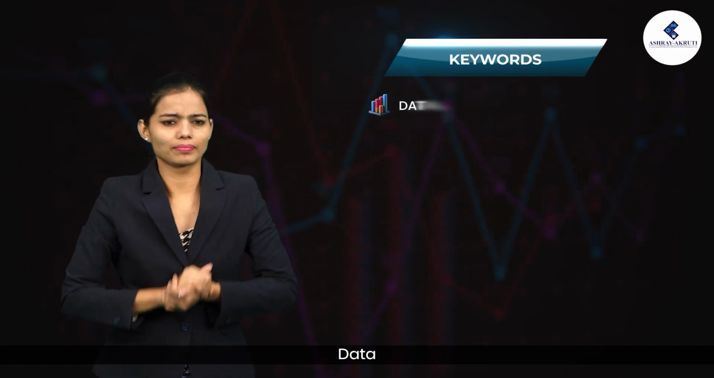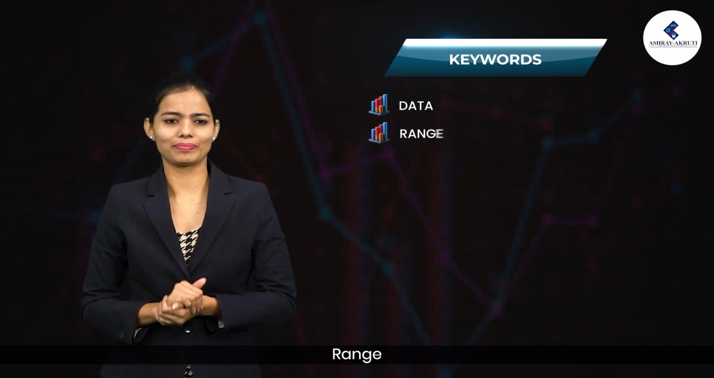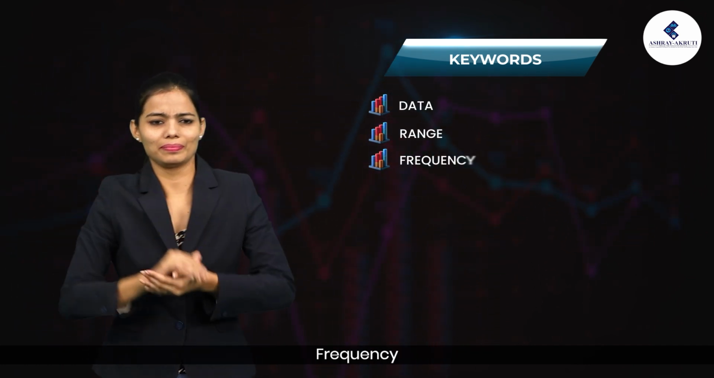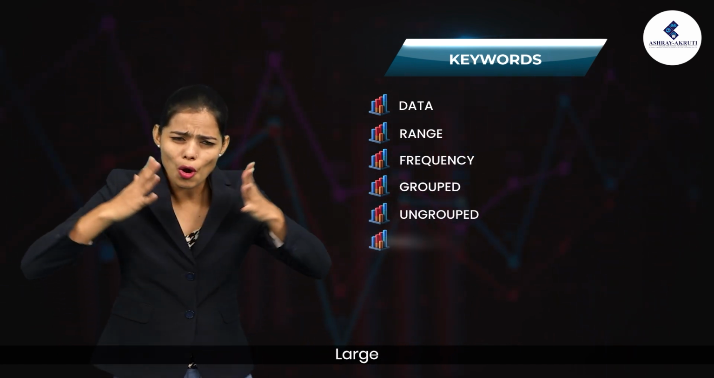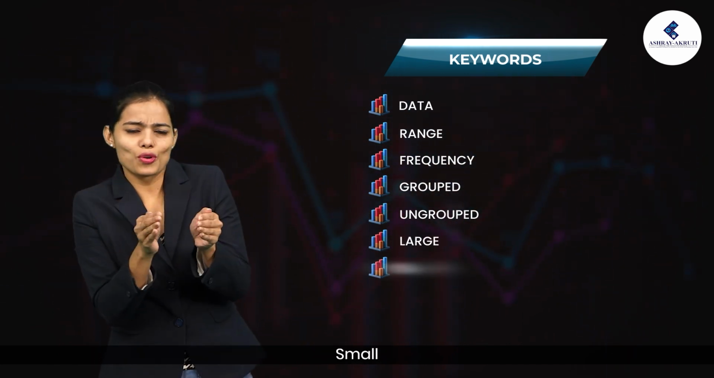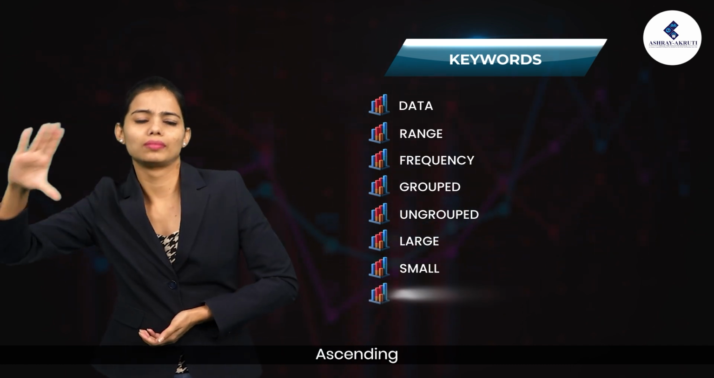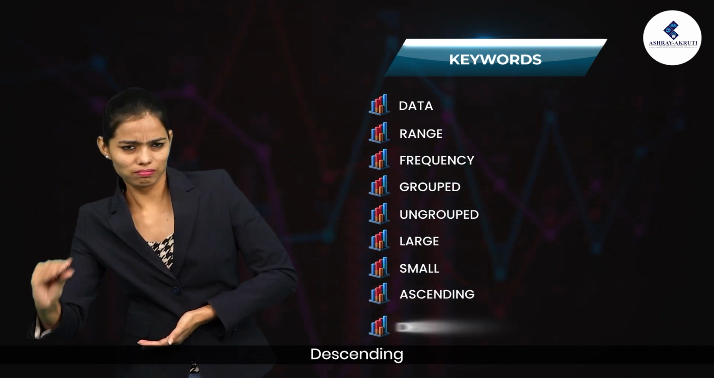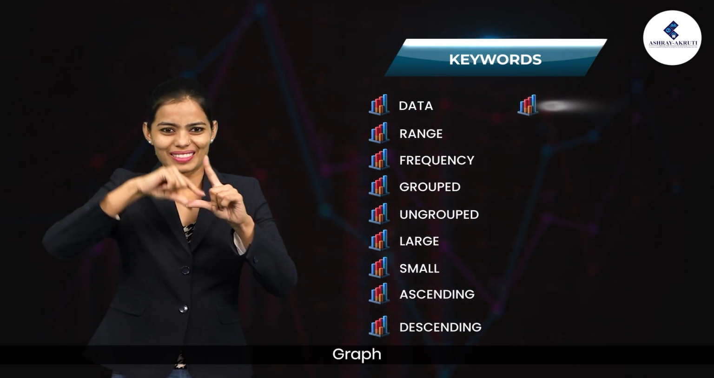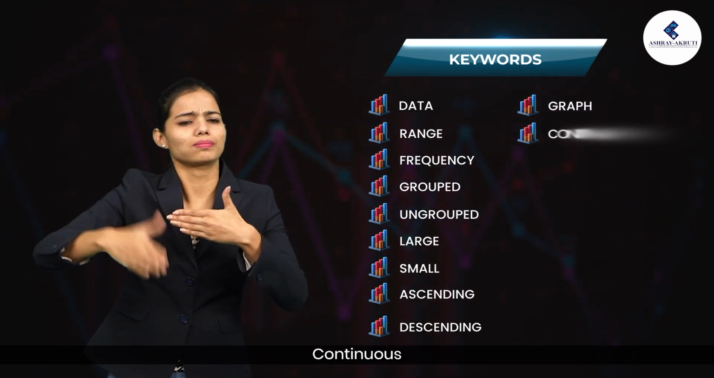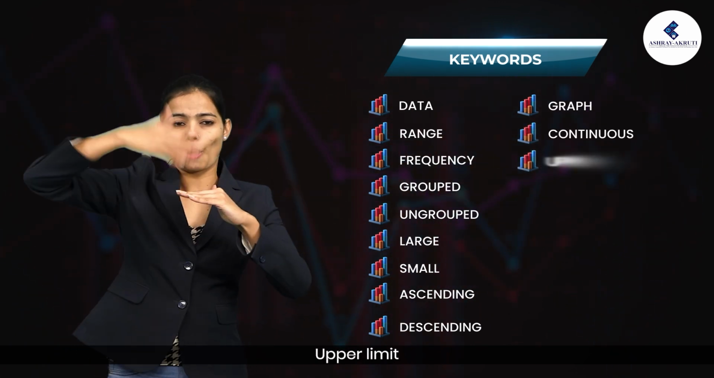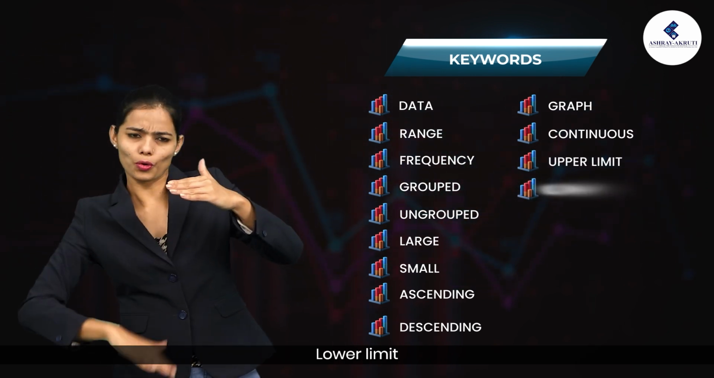Keywords from this lesson: data, range, frequency, grouped, ungrouped, large, small, ascending, descending, graph, continuous, upper limit, lower limit.